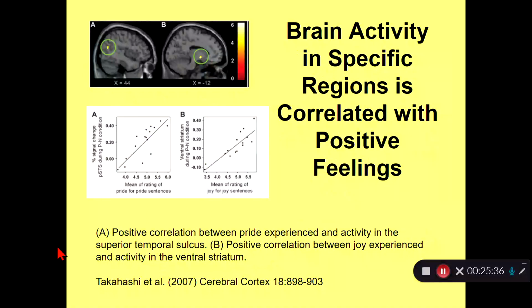But these results were pretty consistent. They were pretty strong. In these two graphs, you see the rating of pride or joy, how proud or how joyful the subjects felt when reading those sentences, and the activity, either up in superior temporal sulcus or in the ventral striatum. Superior temporal sulcus for pride, ventral striatum for joy. These correlations are very high. This study, the results were very convincing. These are very high correlations for a fMRI study.